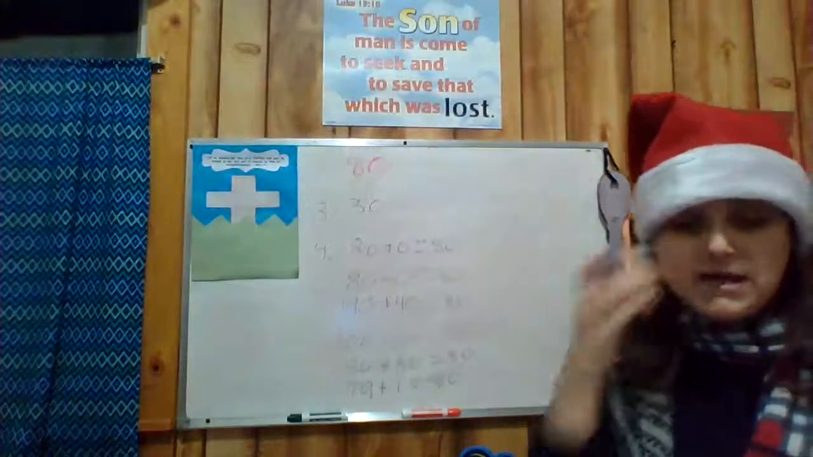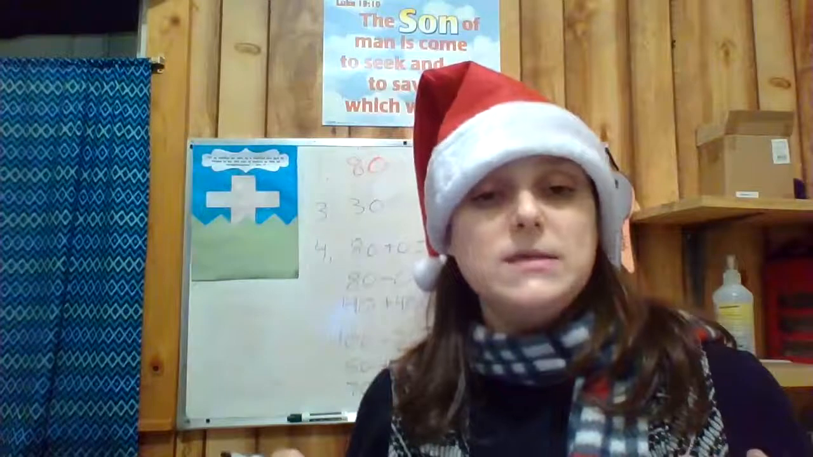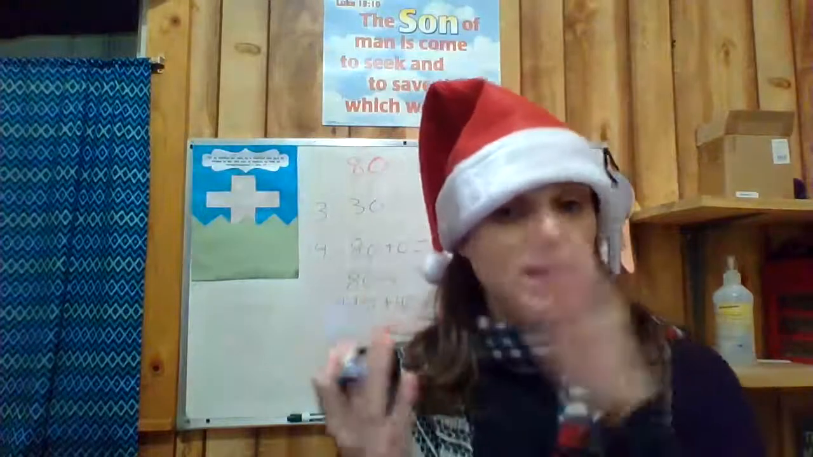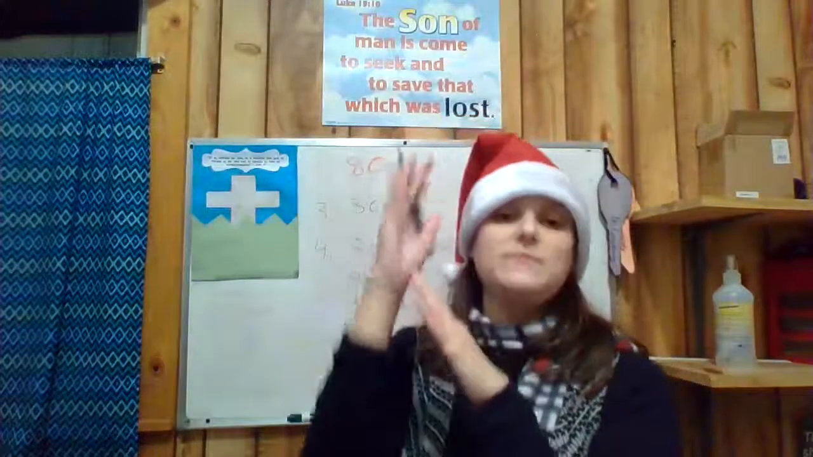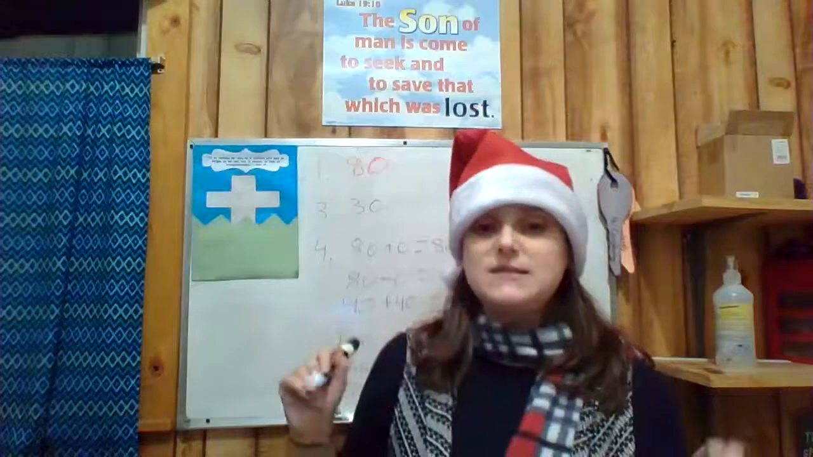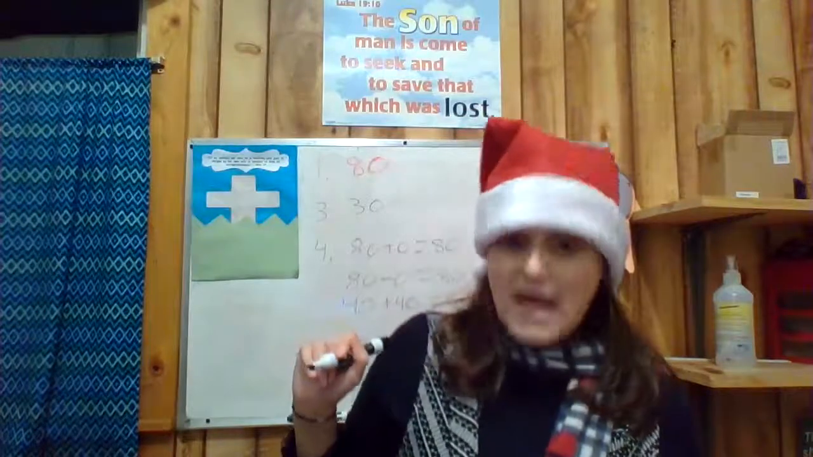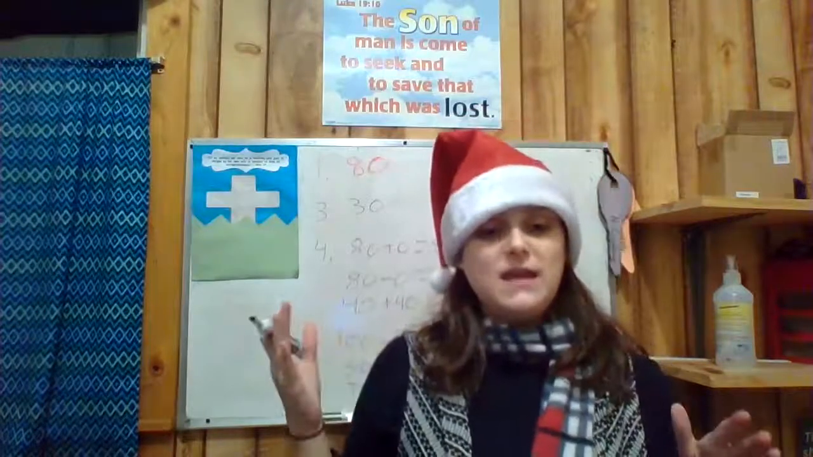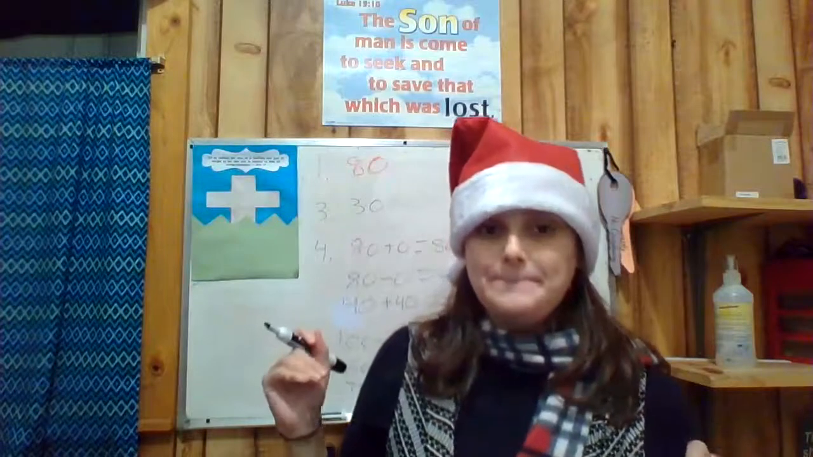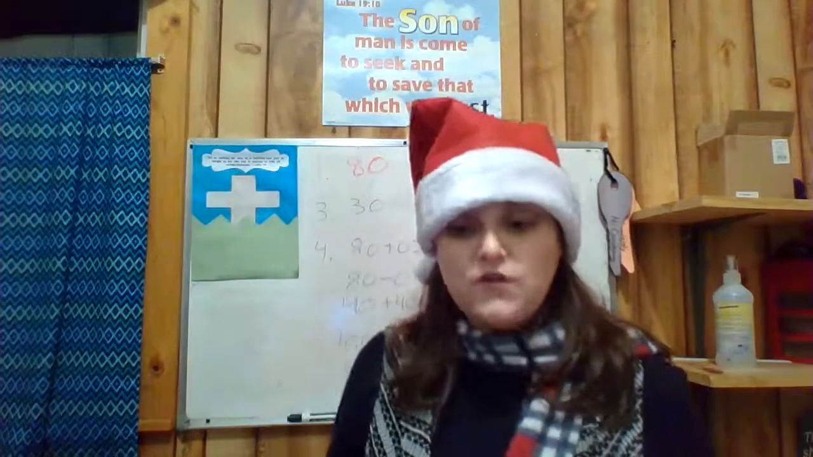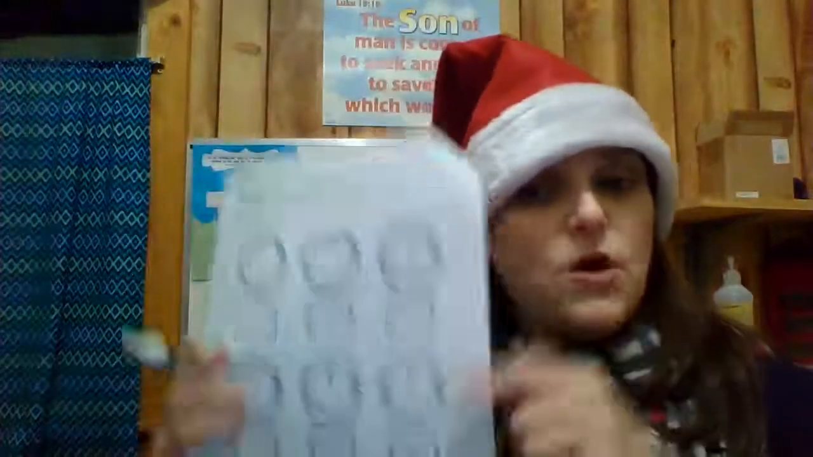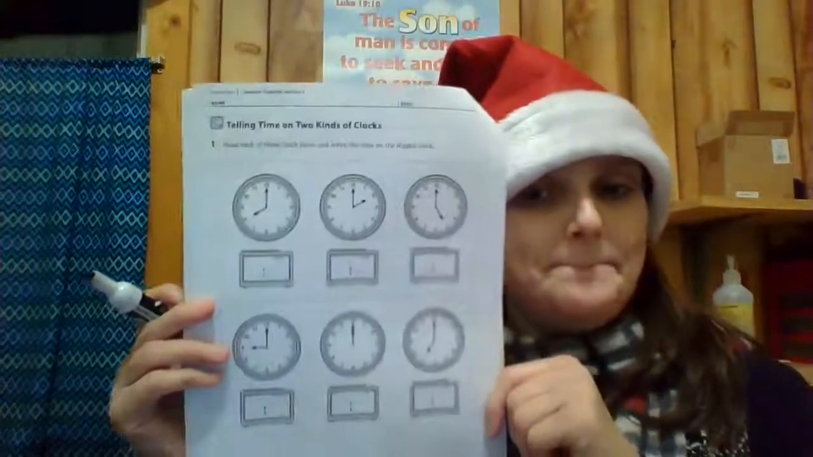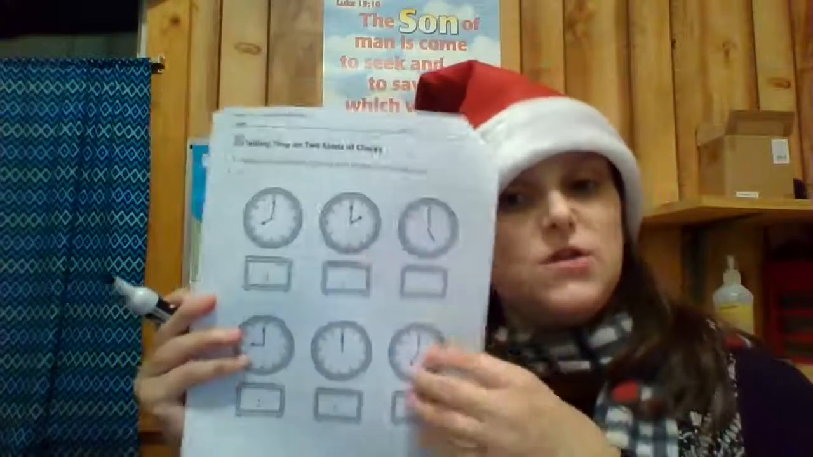Okay, so we're going to read each of the clock's faces and then write the time, okay? Remember we said we have a shorthand and a longhand? The shorthand always tells us the hour, and the longhand tells us the minutes. If we look at all 6 of these clocks, the longhand is pointing to the 12.